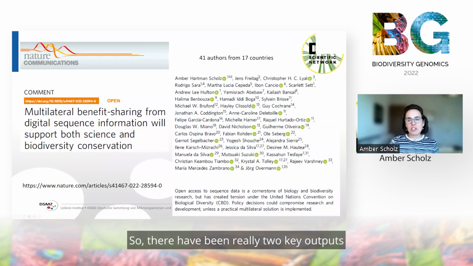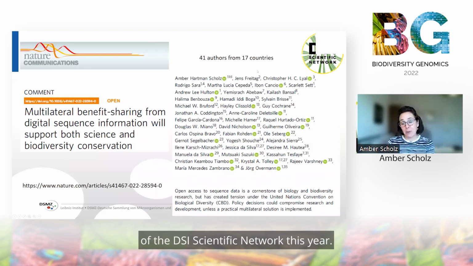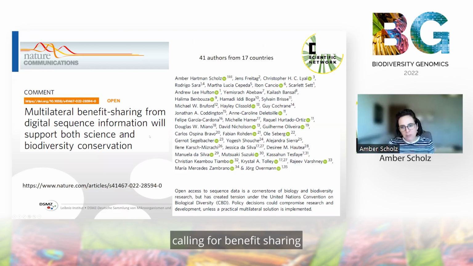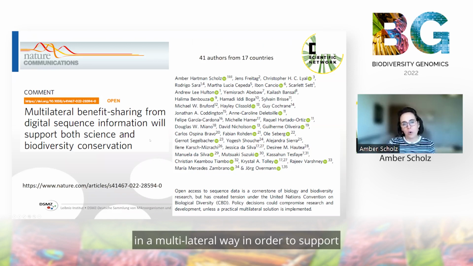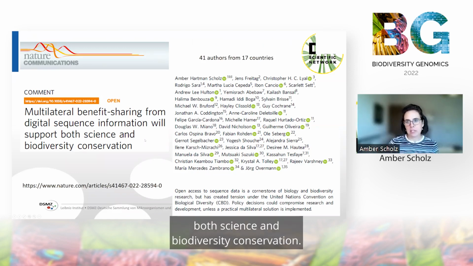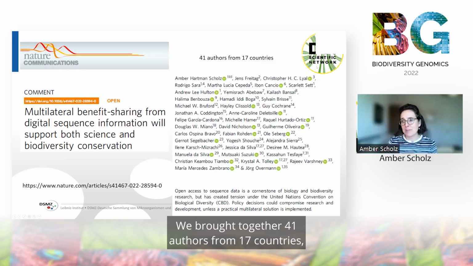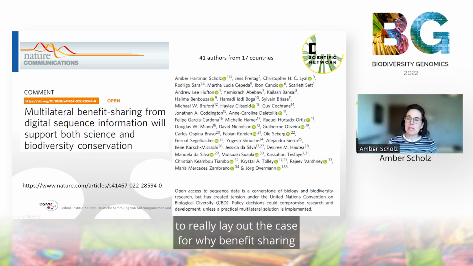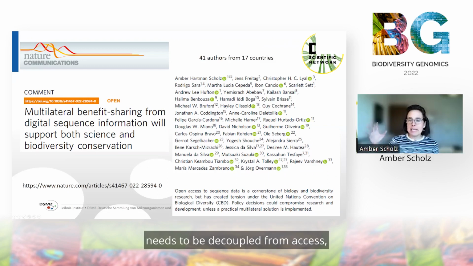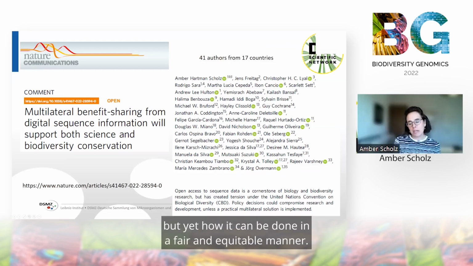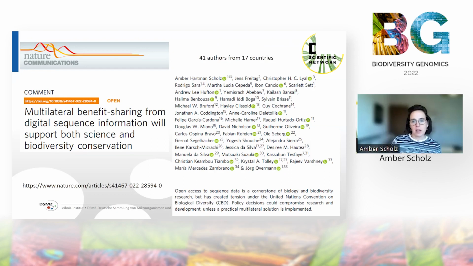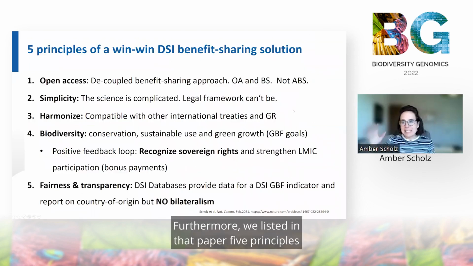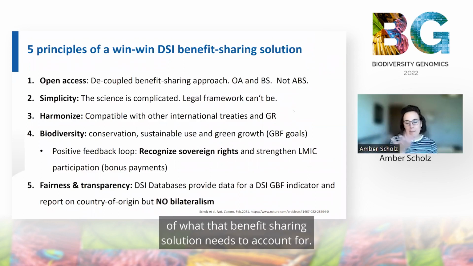So there have been really 2 key outputs of the DSI Scientific Network this year. One is this paper that we published in Nature Communications calling for benefit sharing, but also saying that it needs to happen in a multilateral way in order to support both science and biodiversity conservation. We brought together 41 authors from 17 countries, all members of the network, to really lay out the case for why benefit sharing needs to be decoupled from access, but yet how it can be done in a fair and equitable manner. Furthermore, we listed in that paper 5 principles of what that benefit sharing solution needs to account for.